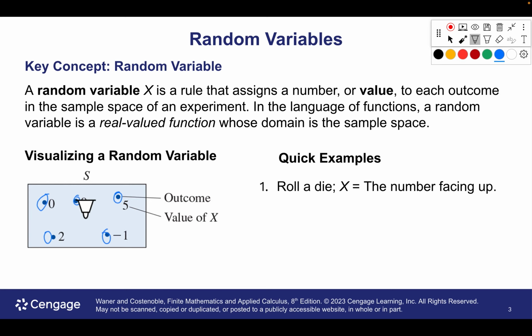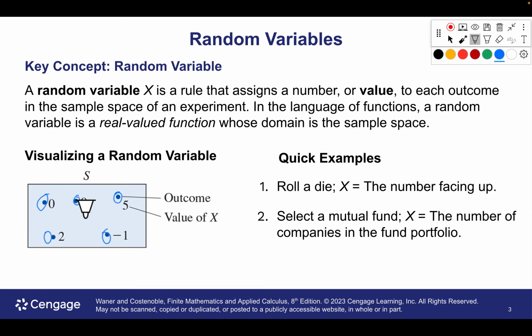Could it ever be 7? No. Could it ever be 2.5? No. So there's a lot of things it can't be. It can be 1, 2, 3, 4, 5, or 6, but it can't be anything else because that's how we've set it up. I'll get to the vocabulary on the next slide.